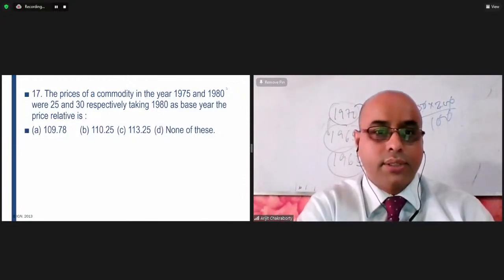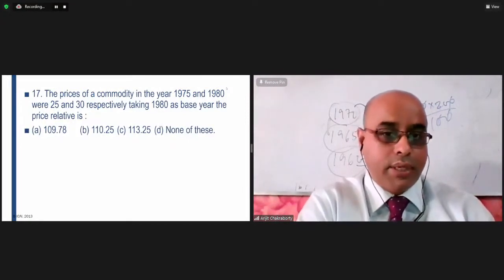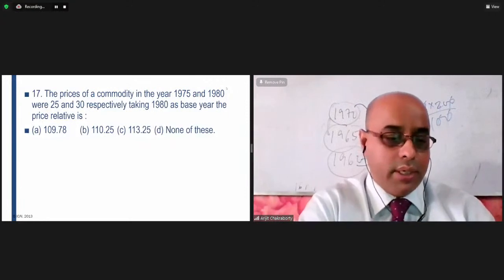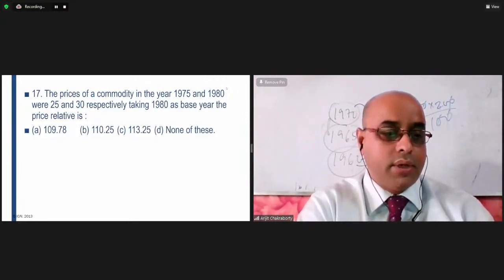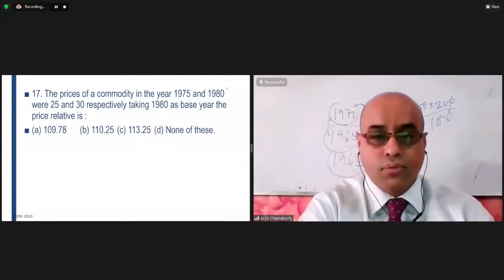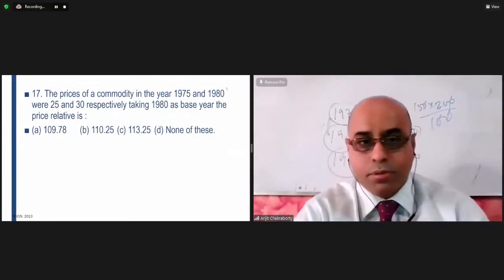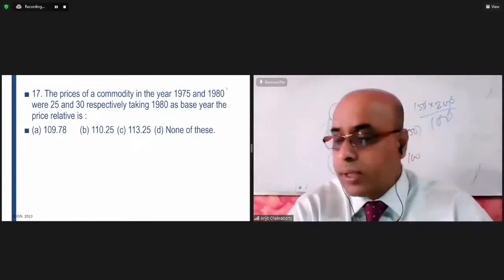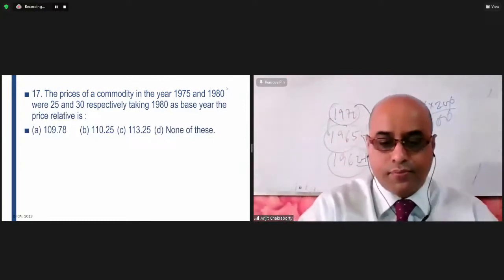But here you can see that it is given that the base year is 1980, and in the base year the price was 30. So we will take 25 divided by 30 into 100. That is giving us 83.34. Since none of the options, option A, option B, option C, are close to 83.34, the correct answer is option D, none of the above.